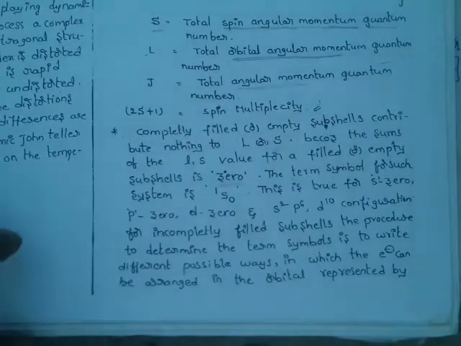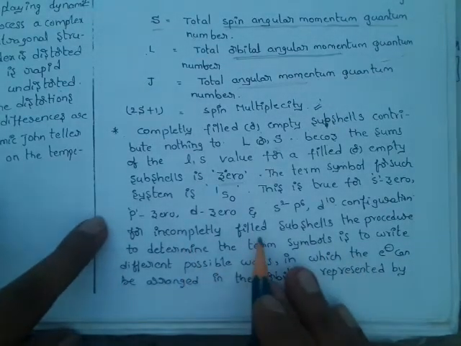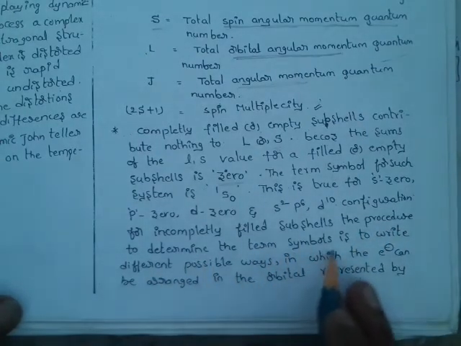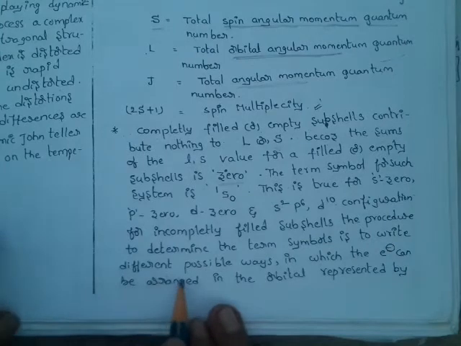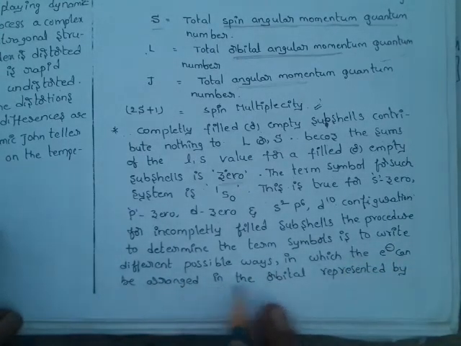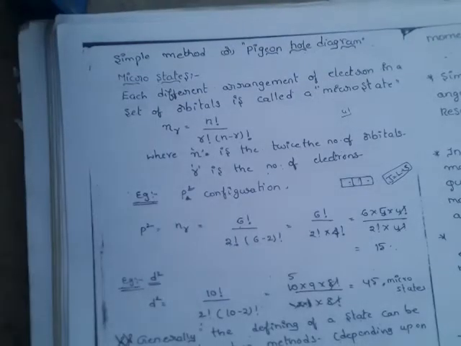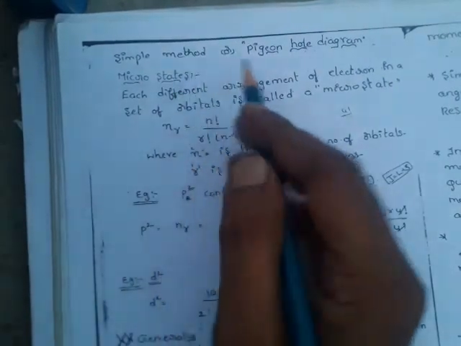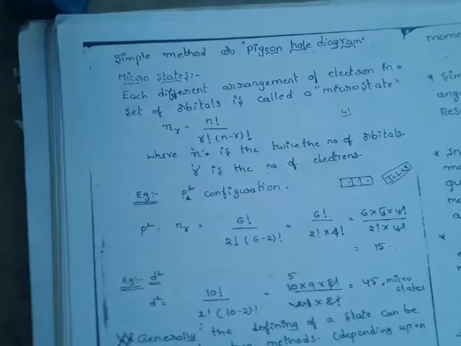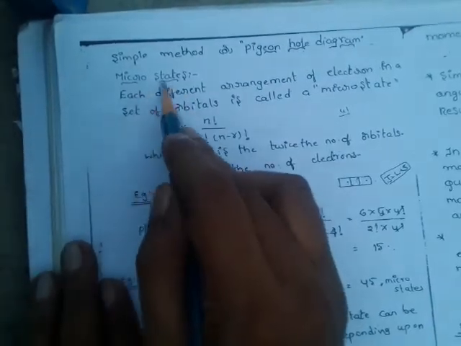Now, for incompletely filled subshells, the procedure to determine the term symbol is to write the different possible ways in which the electrons can be arranged in the orbitals, represented by a simple method called the pigeonhole diagram. Now, let us go for microstate.